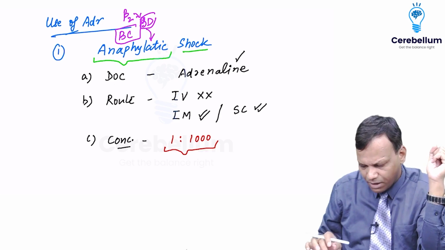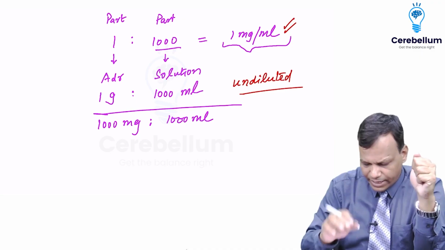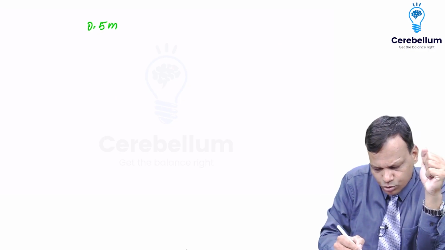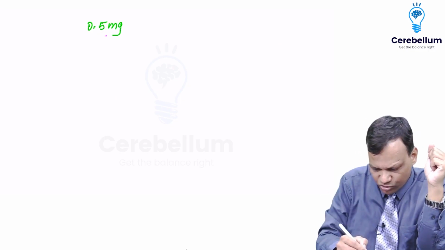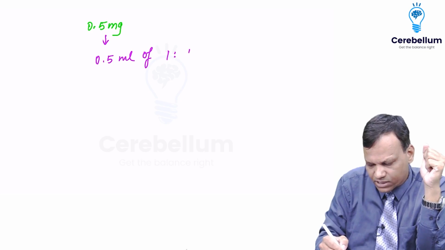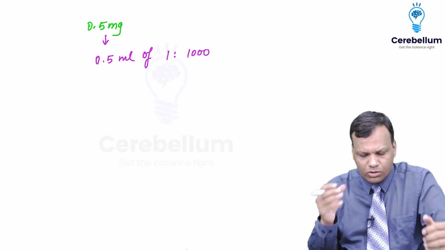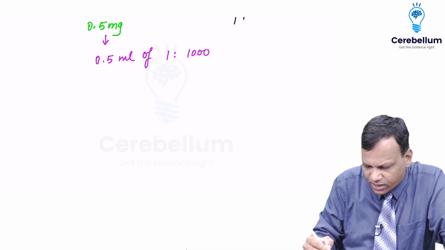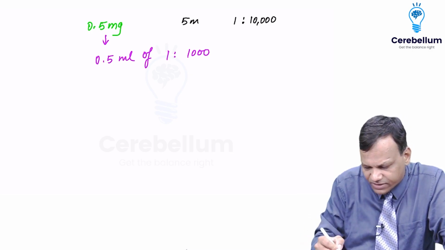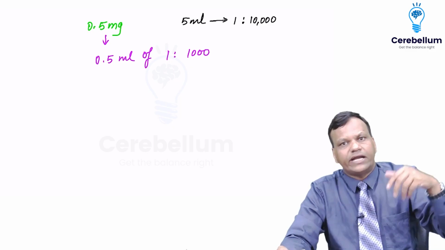Now another important thing to remember, the effect of adrenaline is concentration dependent. If we want to give 0.5 milligram, what will be the dose of this solution? It will be 0.5 ml of 1:1000. That is important. But 0.5 milligram you can make by other methods also. If you make a solution which is 1:10,000, and give 5 ml of that, it will also be equal, because we have diluted 10 times and given 10 times high dose.